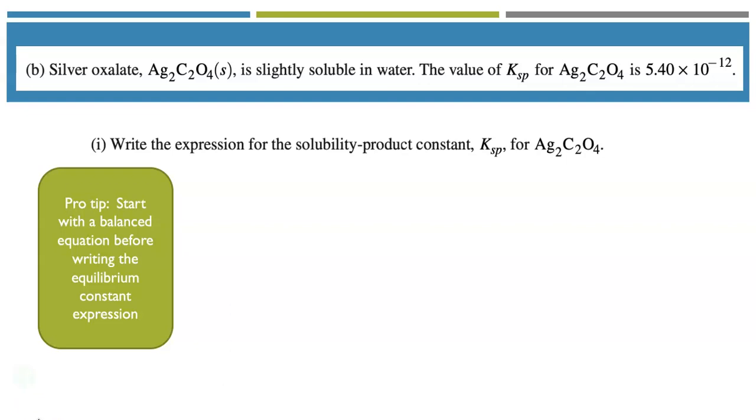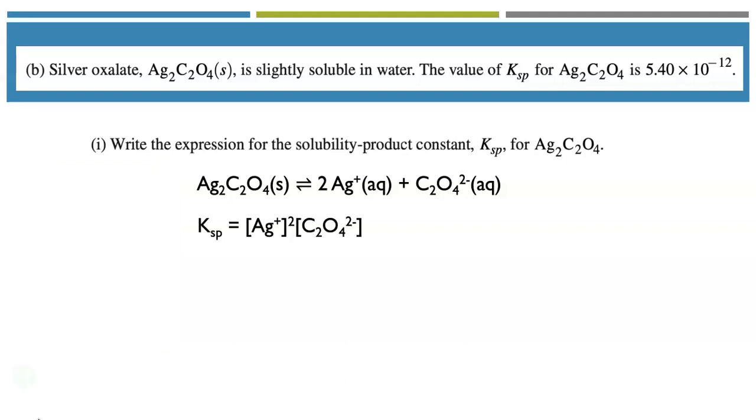We're going to have our solid silver oxalate as the reactant, and it's going to dissociate to form ions in solution. Specifically, I'm going to form 2 silver ions for each oxalate ion, and that's really important that you recognize that, because if you don't have this right relationship, you're not going to have a correct KSP expression. So it's really important that you do that. Don't skip this step. Trust me.